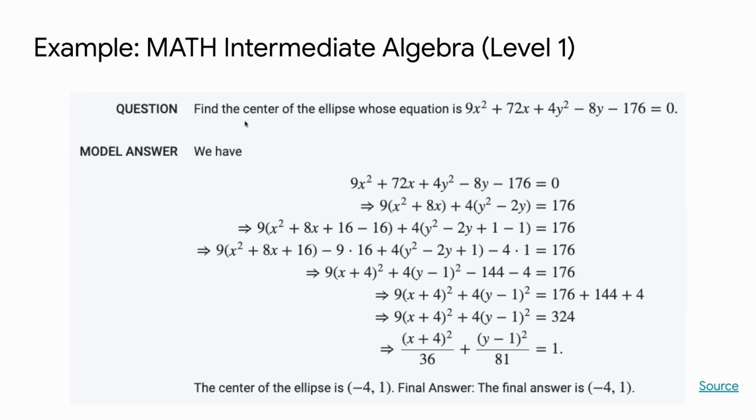And so the question here is, find the center of the ellipse whose equation is this. So this is the model's answer. It writes down the equation, and then it completes the square and goes through the steps of that, and then it brings the equation to this form where you can read off the coordinates, and then it says the center of the ellipse is (-4, 1), and this is the final answer. How long does it take for it to do a question like that? Like seconds, something like that, maybe less, yeah.